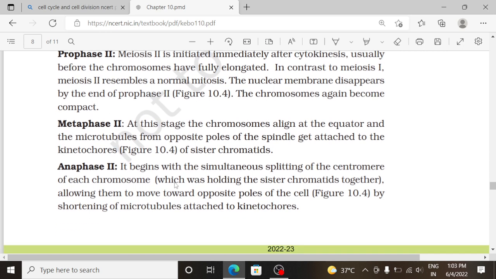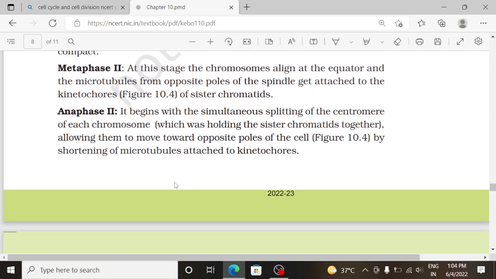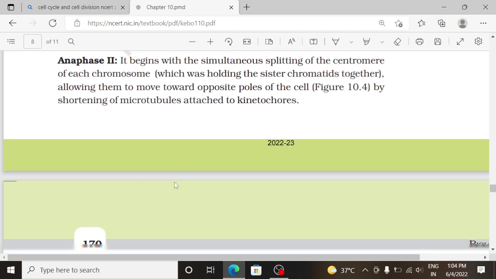Metaphase 2. At this stage, the chromosomes align at the equator and the microtubules from opposite poles of the spindle get attached to the kinetochores of sister chromatids. Anaphase 2 begins with the simultaneous splitting of the centromere of each chromosome, which was holding the sister chromatids together, allowing them to move toward opposite poles of the cell by shortening of microtubules attached to kinetochores.